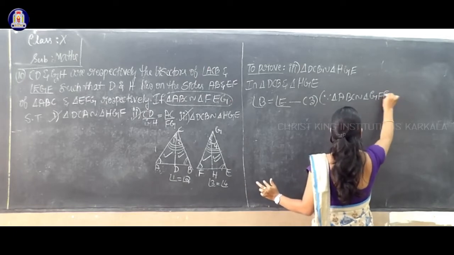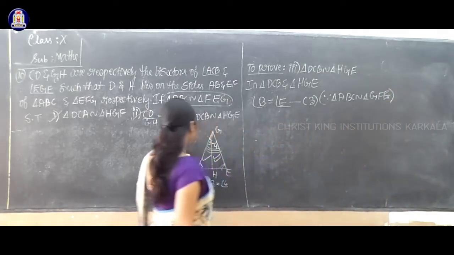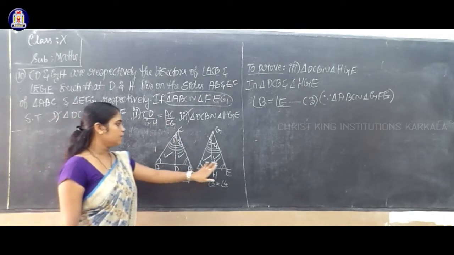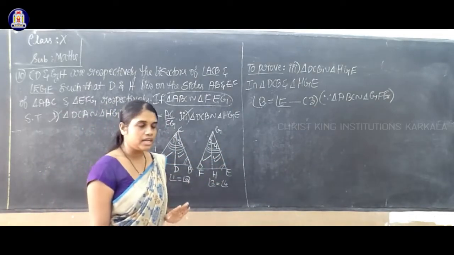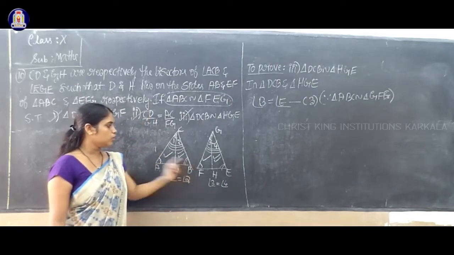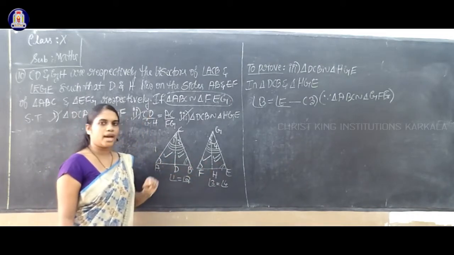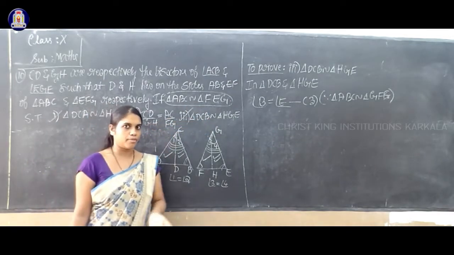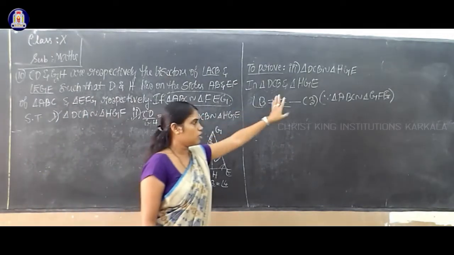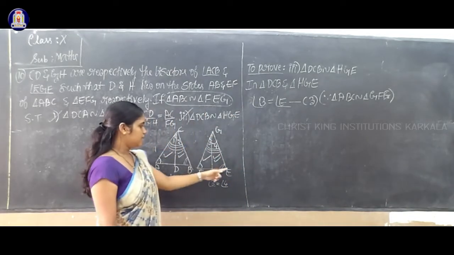GFE. Okay, since triangle ABC is similar to triangle FGE, we know that its corresponding angles are equal. So angle A is equal to angle F, angle B is equal to angle E, and angle C is equal to angle G. I already informed at the beginning, isn't it? Okay, so same concept I will use here. So angle B is equal to angle D.